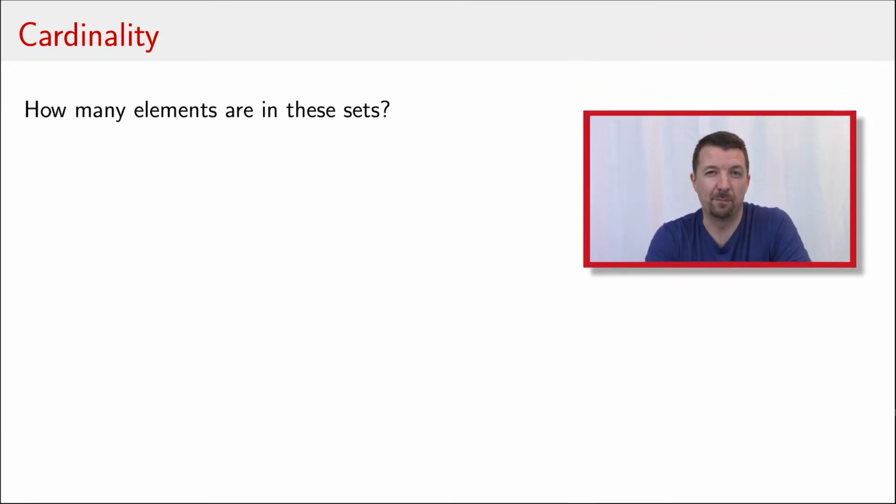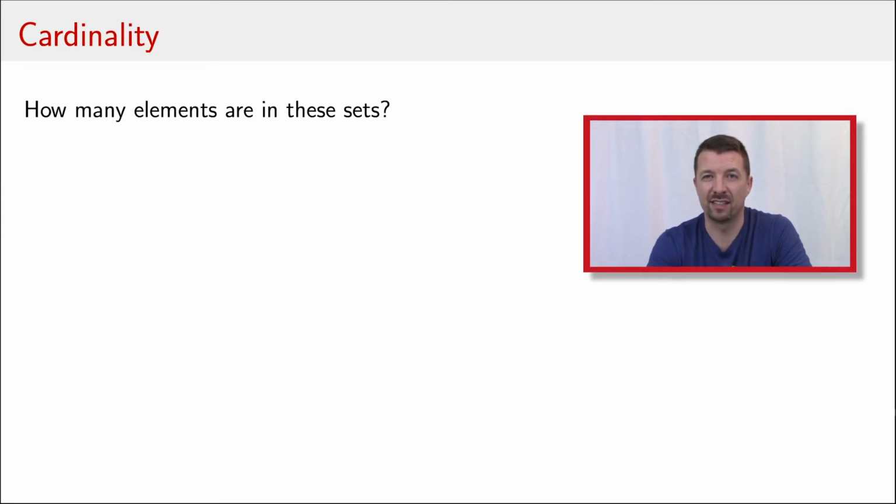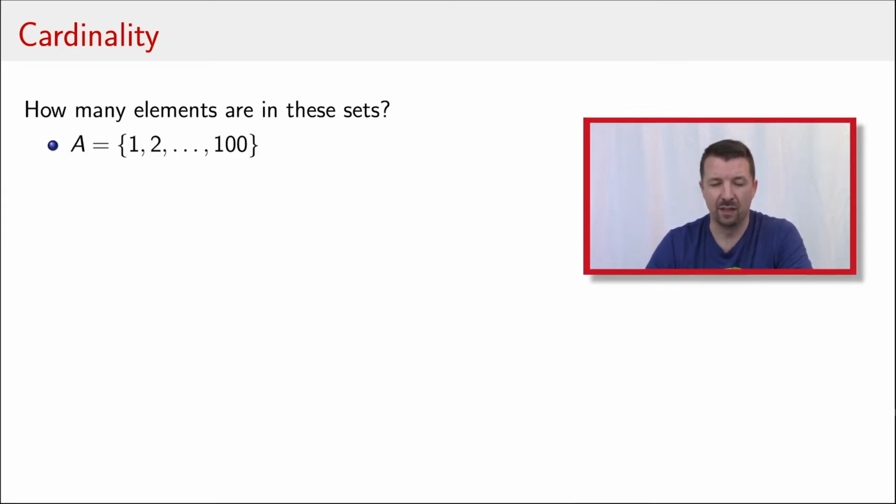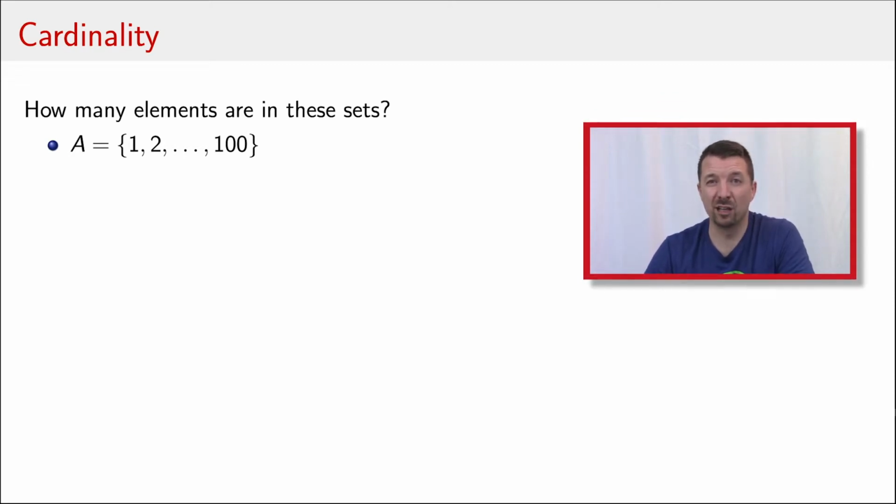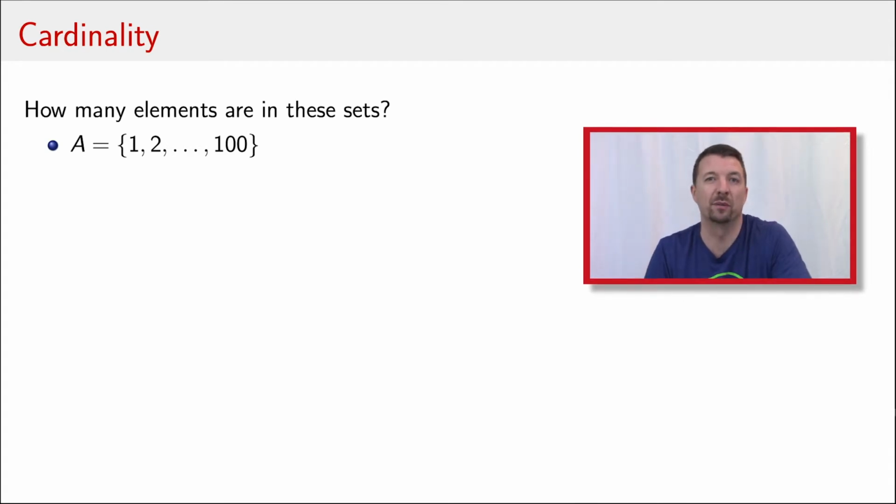Alright, cardinality. Cardinality is how many elements are in the set. So just think of a few sets here. And here's the first set. It's a set we'll call A for the moment, and it has the elements, the integers 1 through 100. And this one's pretty easy. There's 100 elements in this set.